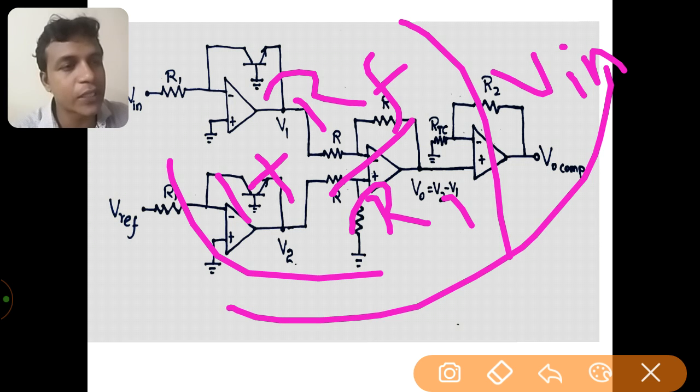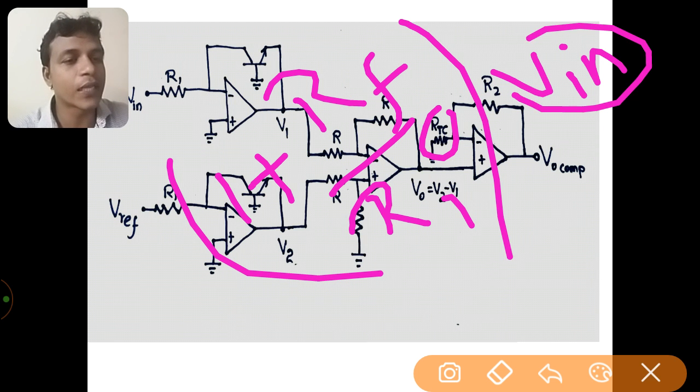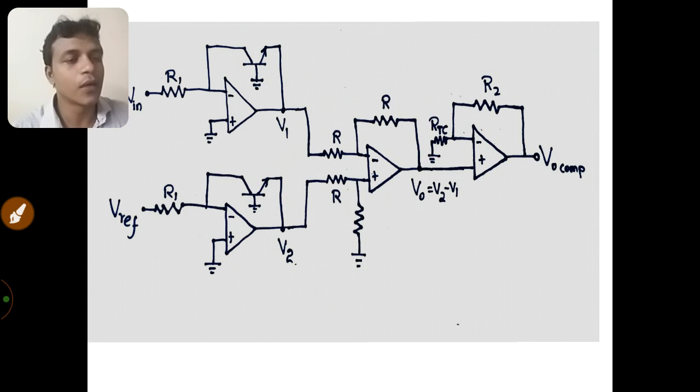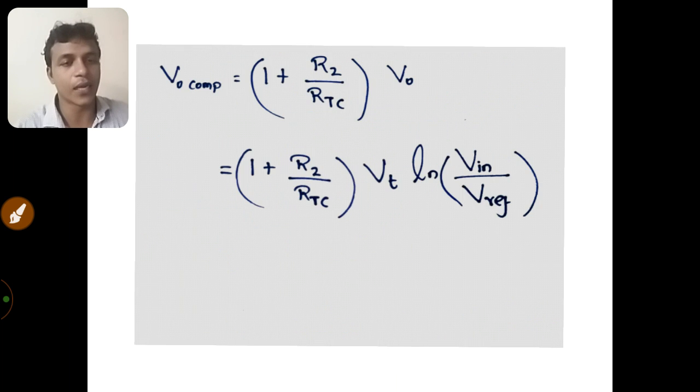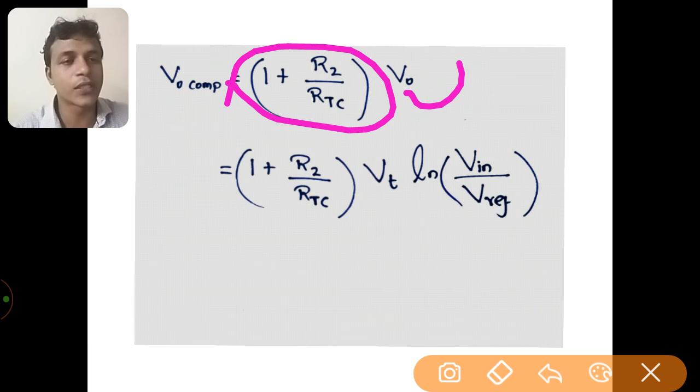Comparing this equation with the circuit that we have designed, Rf is R2, R1 is RTC, and Vin is nothing but the output of the difference amplifier. So the output of the non-inverting amplifier, V0 comp, the compensated output of the logarithmic amplifier, is 1 plus R2 by RTC into V0. V0 is the input voltage to the non-inverting amplifier, but it is the output voltage of the difference amplifier. The value of V0 we have derived already: it is Vt into natural logarithm of Vin divided by V reference. So we substitute this.